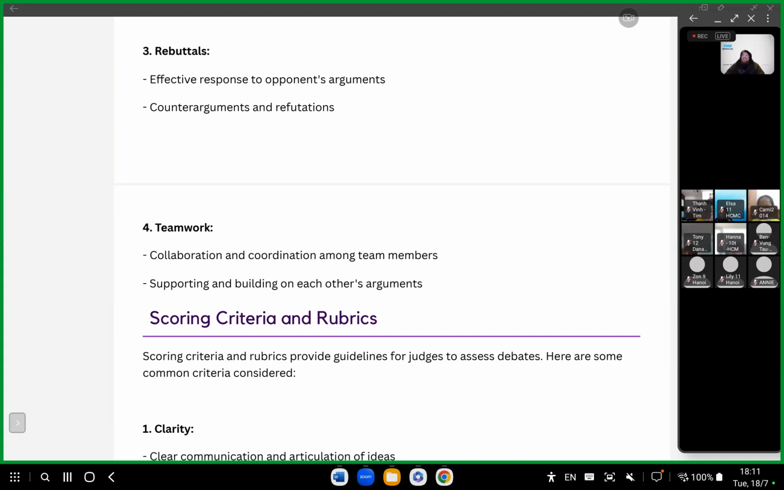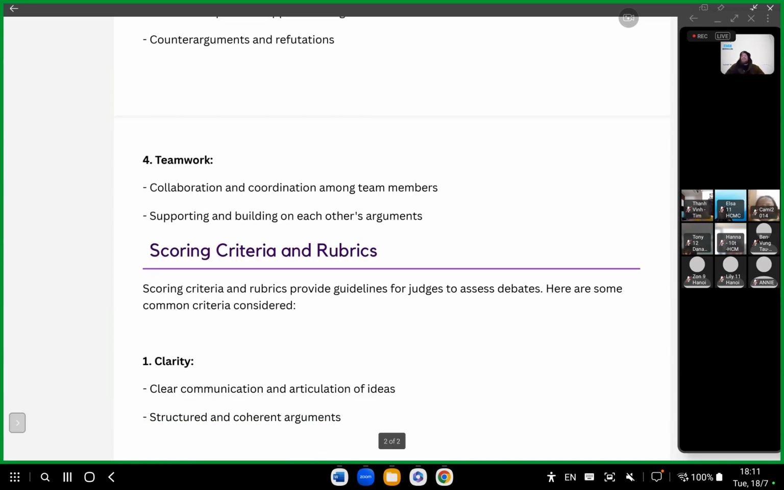And finally, they look at teamwork. So are you working effectively with your teammates? Have you worked together to develop the strongest possible arguments? Is your second speaker able to rely on the arguments of the first speaker to make their case stronger? Things like this.